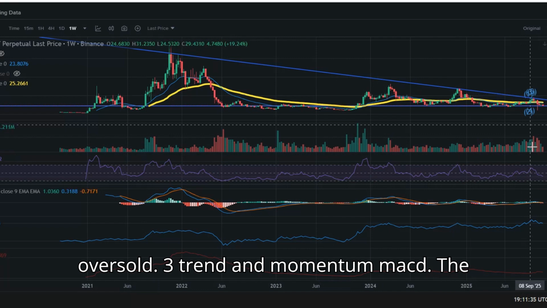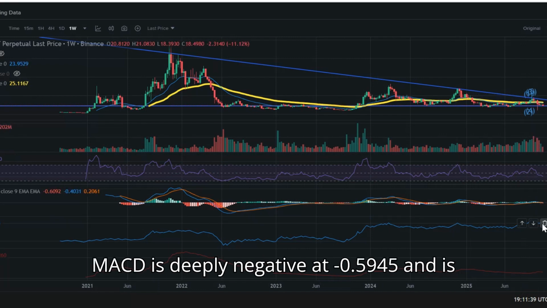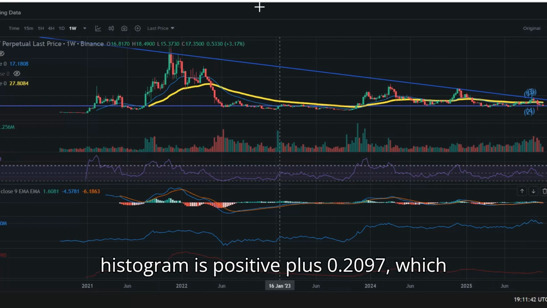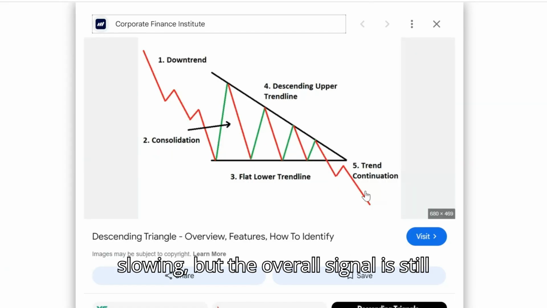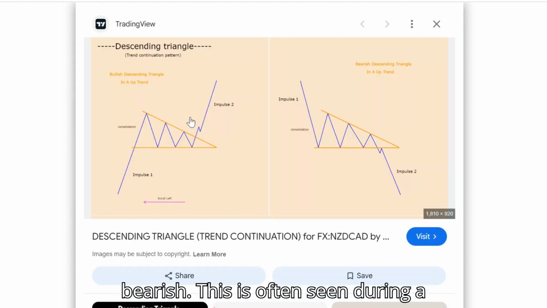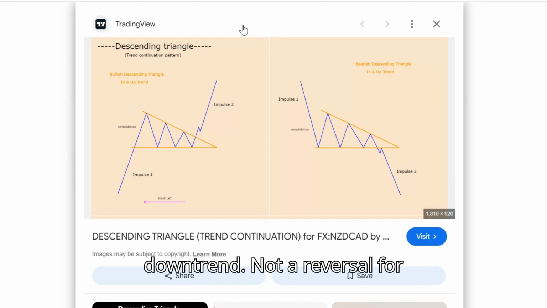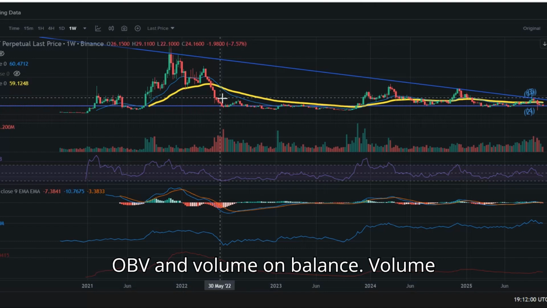3. Trend and momentum, MACD. The MACD is deeply negative at minus 0.5945 and is trading below its signal line. The histogram is positive, plus 0.2097, which indicates that the rate of decline may be slowing, but the overall signal is still bearish. This is often seen during a pause or a small bounce in a strong downtrend, not a reversal.